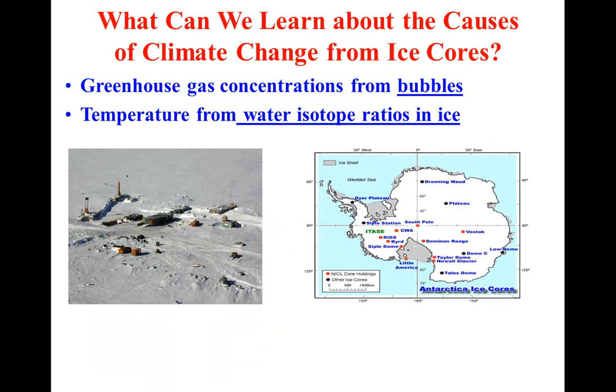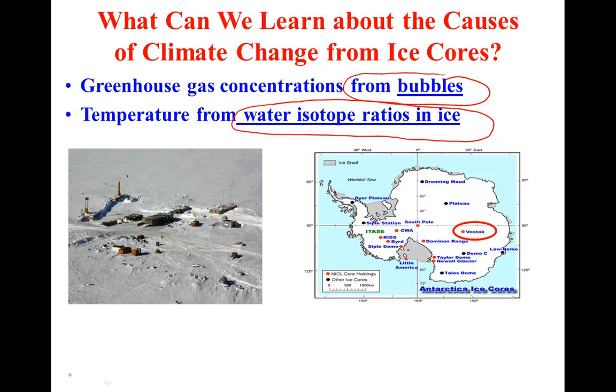So ice cores allow us to measure the concentrations of greenhouse gases in the atmosphere at different times from analysis of the bubbles trapped in that glacier ice of different ages. And ice cores allow us to measure temperature change over time from the ratio of heavy and light oxygen or hydrogen isotopes in the glacier ice itself. In this week's lab, you are working with data from the Vostok ice core.